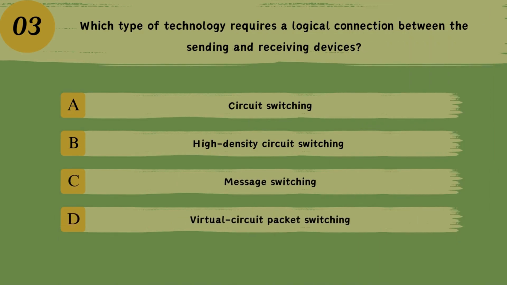Question 3. Which type of technology requires a logical connection between the sending and receiving devices? A. Circuit switching. B. High-density circuit switching. C. Message switching. D. Virtual circuit packet switching. Correct answer. D. Virtual circuit packet switching.